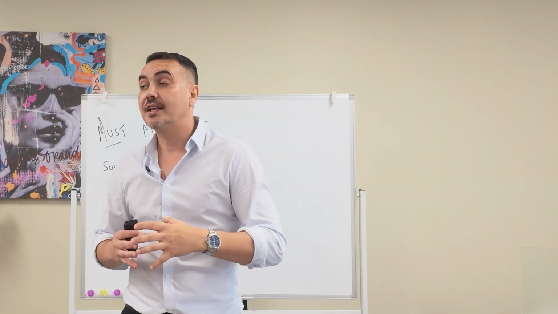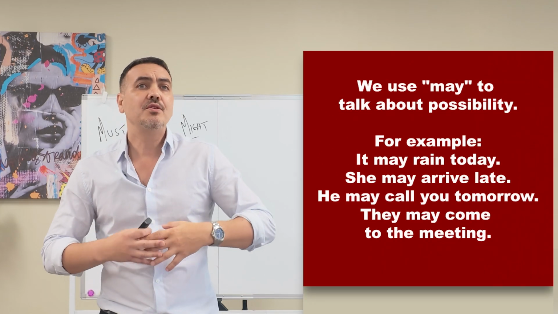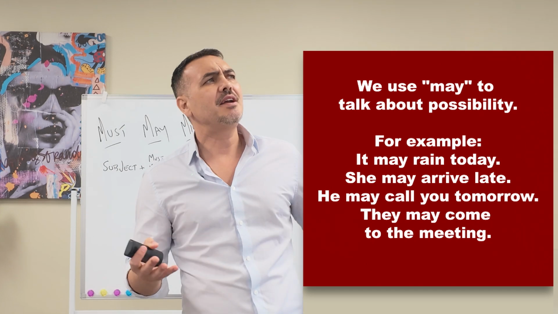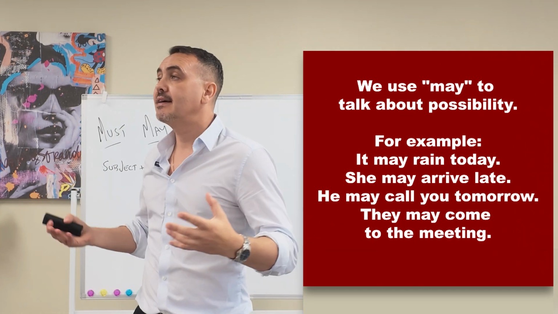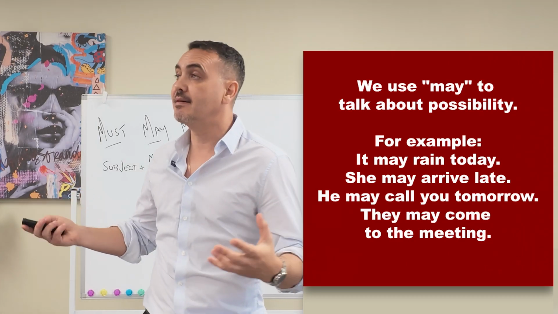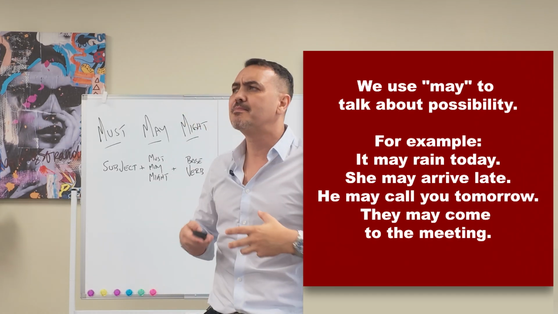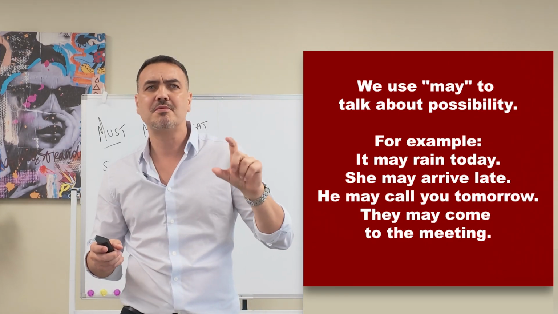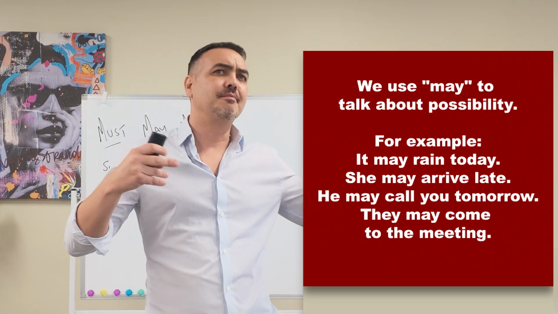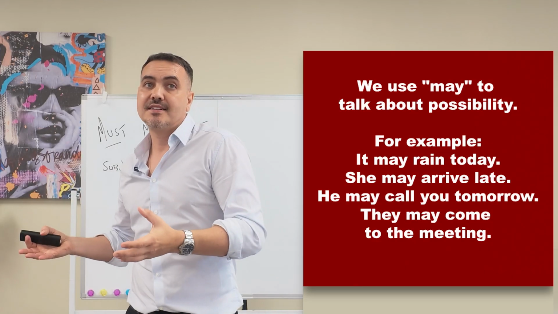So now let's look at the word may, which is also very common. We use may to talk about possibility. For example, it may rain today. She may arrive late. He may call you tomorrow. They may come to the meeting. In these sentences, may means something is possible, but we're not 100% sure it's going to happen. For example, she may arrive late. Well, this means that maybe she will arrive late.